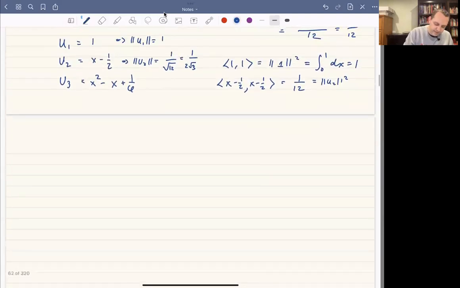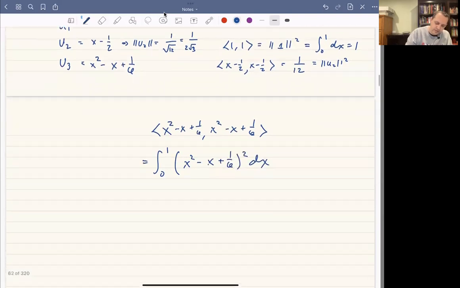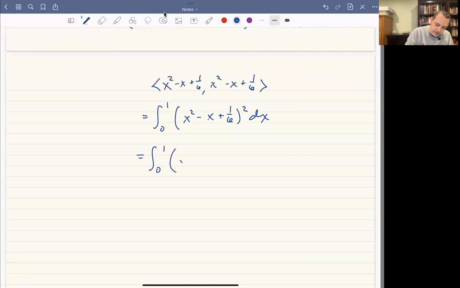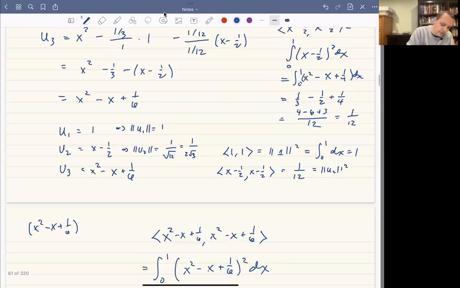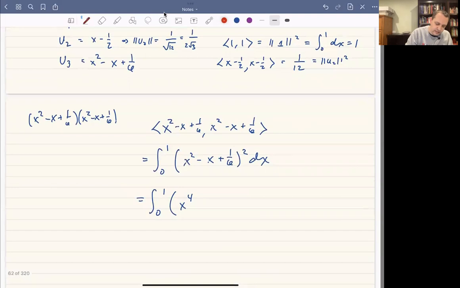And then finally, we have this annoying one to look at, X squared minus X plus 1/6. And so if we expand this out, we're going to get X squared minus X plus 1/6 squared. And so let's think about what that's going to be. We're going to have to do a little algebra here. This is a Calc 1 problem, but an annoying Calc 1 problem. X squared minus X plus 1/6. So we get X to the 4th. We get minus X cubed, so that's minus 2X cubed.